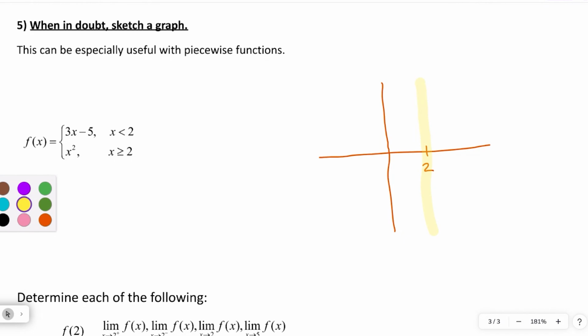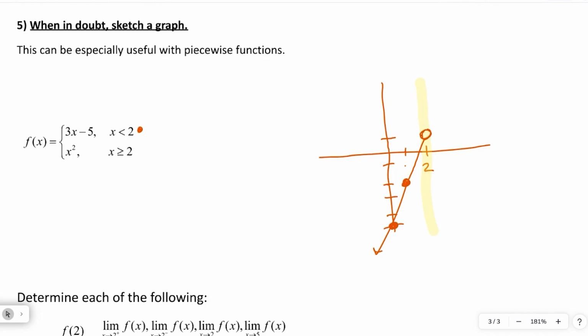So the first function is 3x minus 5. That's going to have a y-intercept of negative 5. Okay, I'll do this piece in red. And the slope is 3. So 1, 2, 3 over 1, 1, 2, 3 over 1, and then we're here. And I'm going to do an open circle because it says x is strictly less than 2. So I've got this segment on the left.